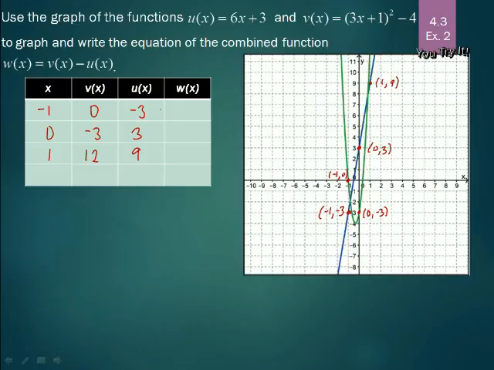Let's find w of x. And so it's v of x minus u of x. Notice that I put v of x first in the table, and that way it's easy to subtract. So 0 minus -3, that's just plus 3, so that's positive 3. -3 minus 3 is -6, and 12 minus 9 is 3. So now we can graph our new points. We'll do this in purple. At -1, positive 3, we have a point. 0, -6, and then 1, 3.